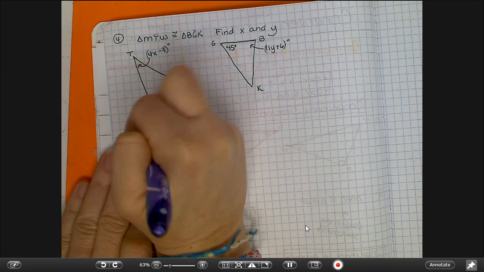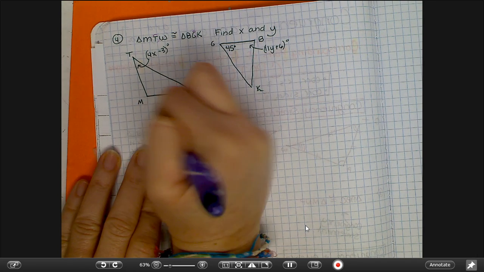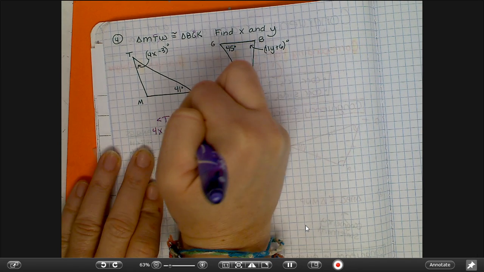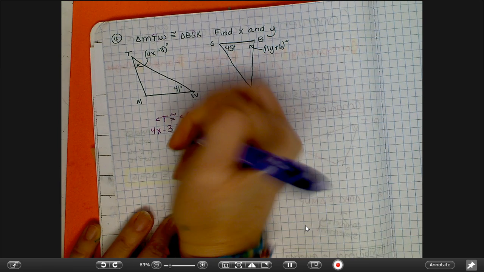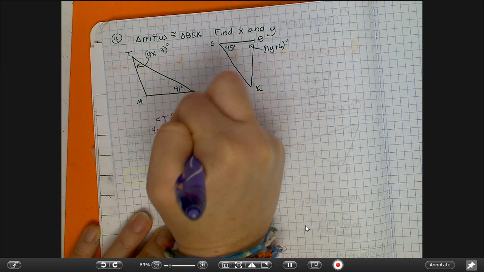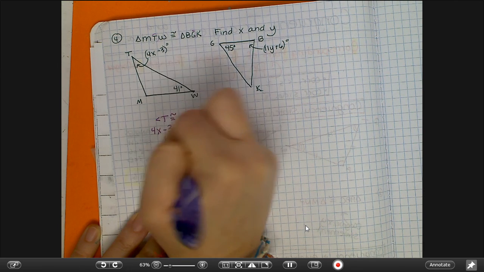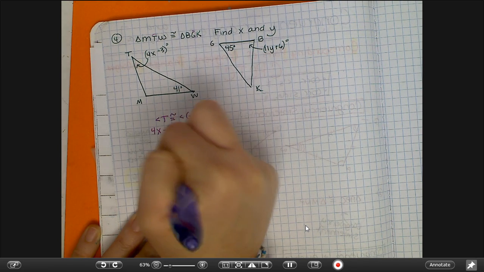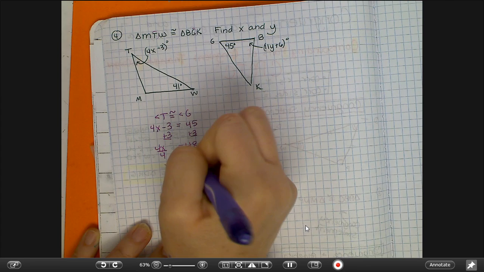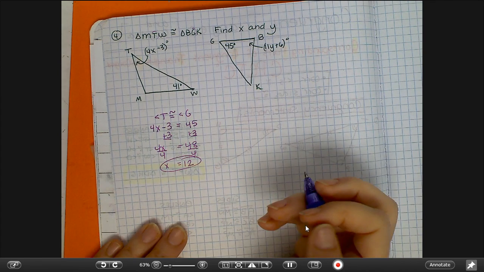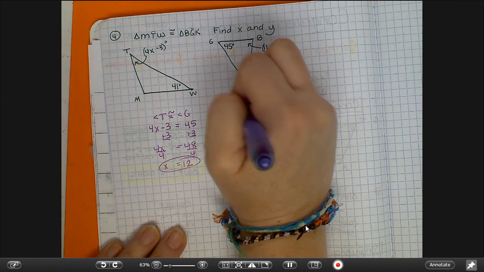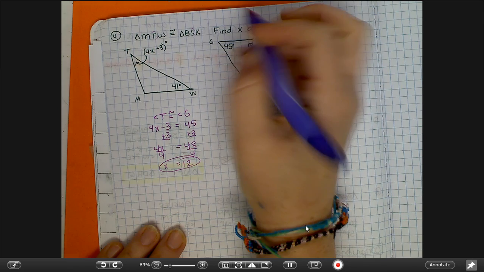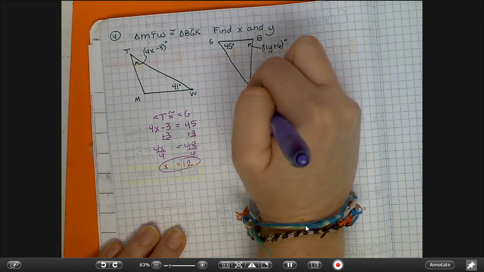So we can go ahead and do that. 4x minus 3 equals 45. And solve. So x is 12. Y is over here in angle B. So angle B is congruent to angle M.